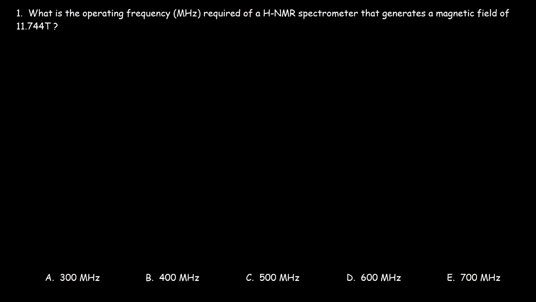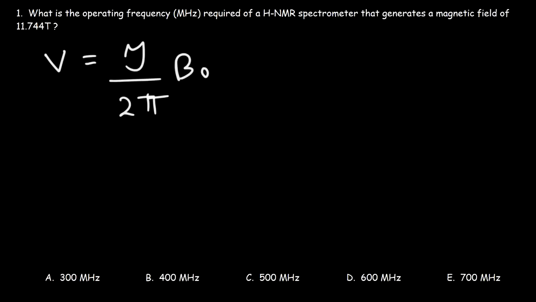Now let's work on this problem. What is the operating frequency required of an NMR spectrometer that generates a magnetic field of 11.744 Tesla? So to calculate the operating frequency, we need to use this formula. It looks like a V, but it's really the Greek symbol nu. So nu is equal to the gyromagnetic ratio divided by 2 pi times the applied magnetic field.